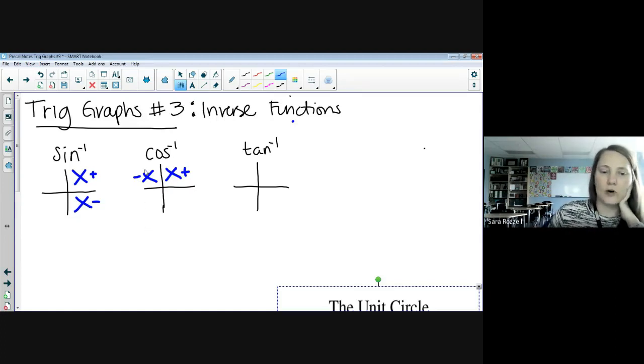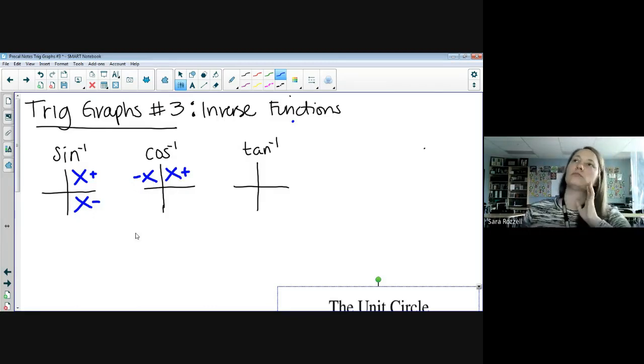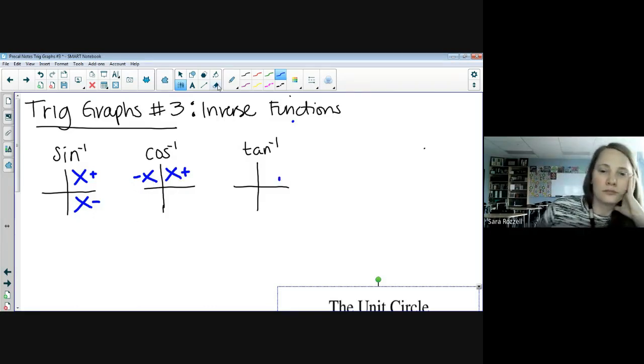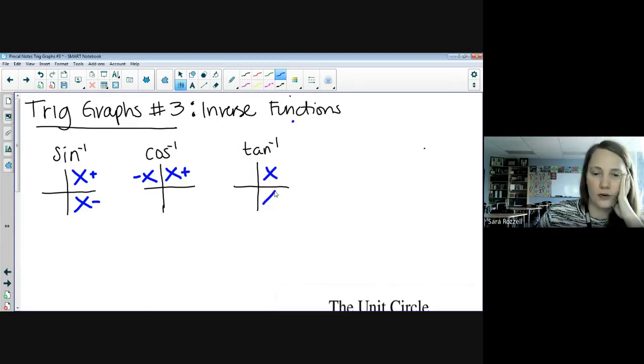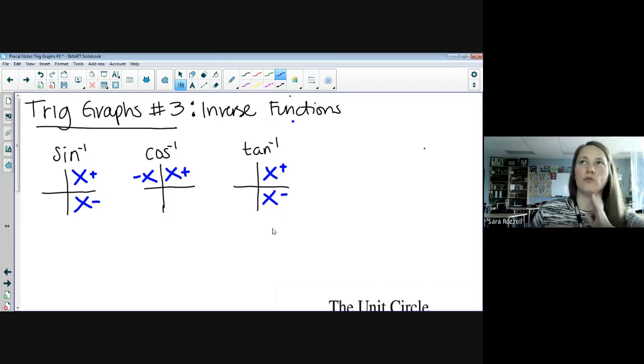These aren't like X's and Y's. This is just me marking the spot, like this one and this one. And tangent's the same as sine. We are using quadrants 1 and 4. If it's positive, we're in 1. If it's negative, we look in 4.